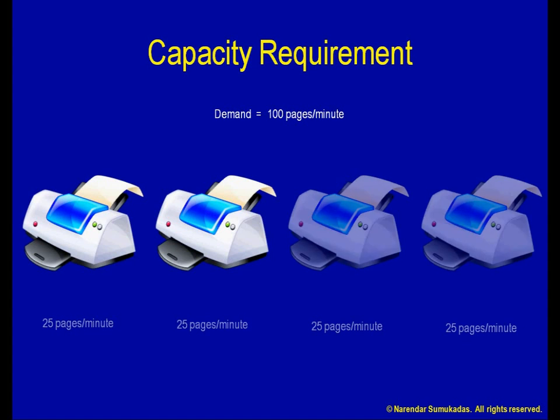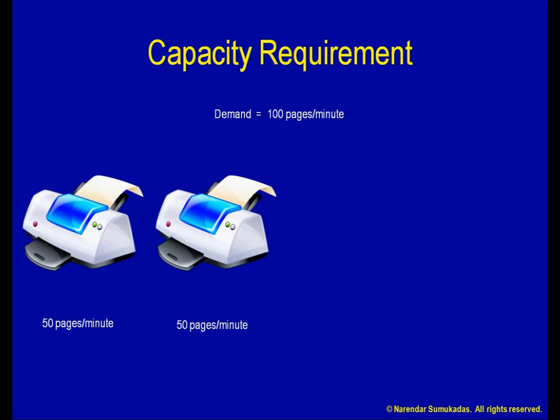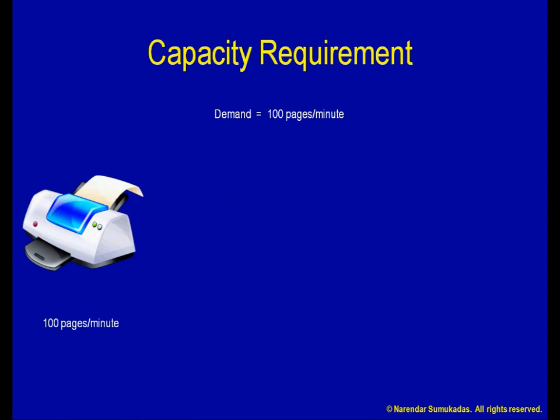Alternatively, I can get 2 moderately fast printers with a capacity of 50 pages per minute each. Or I can get a single superfast printer with a capacity of 100 pages per minute. Let's extend this calculation to a process that produces a range of outputs.